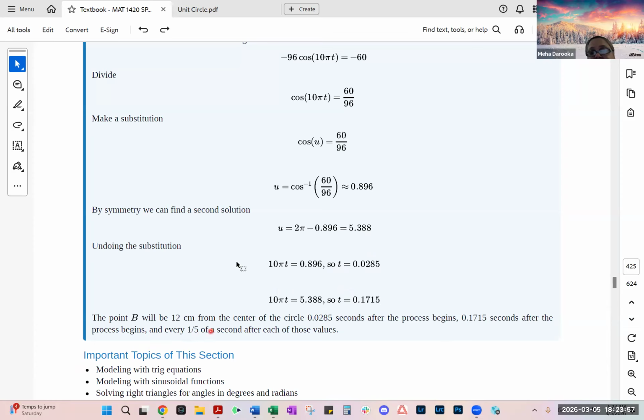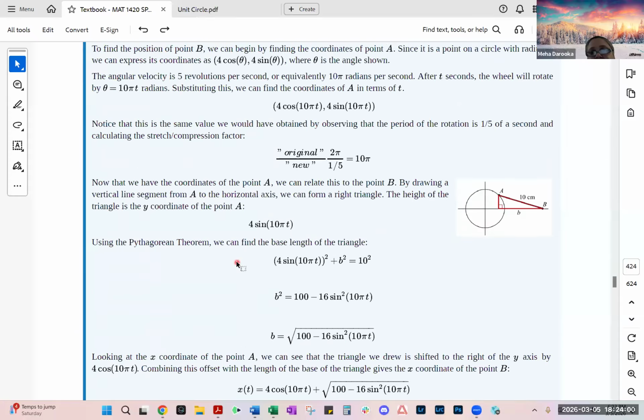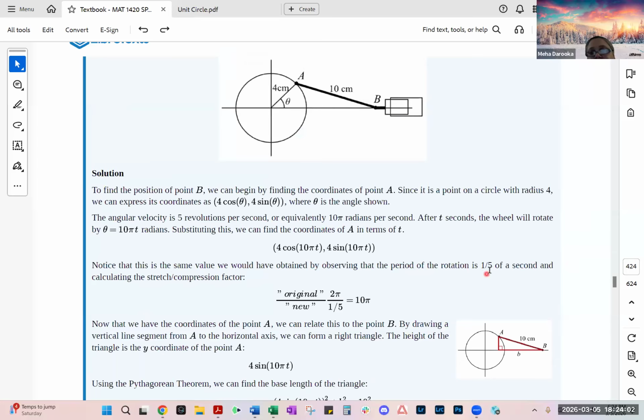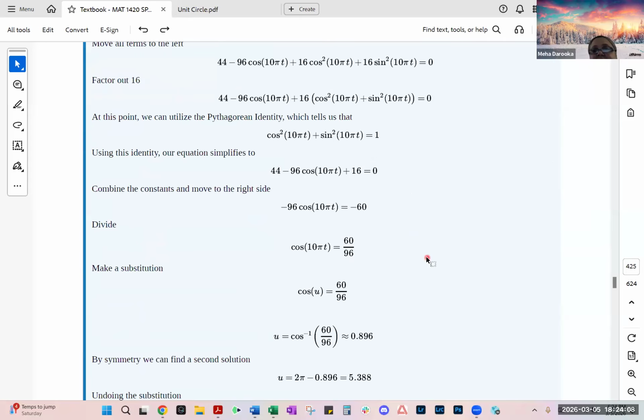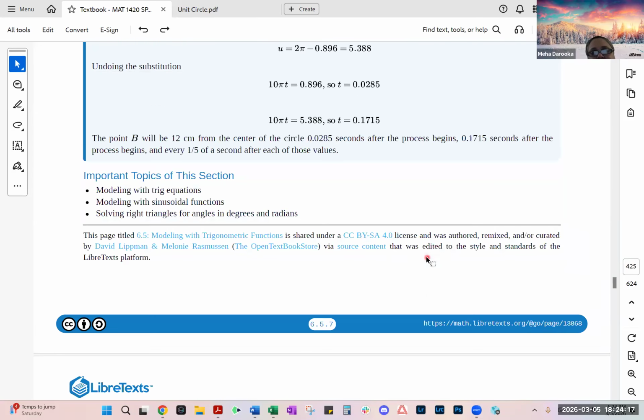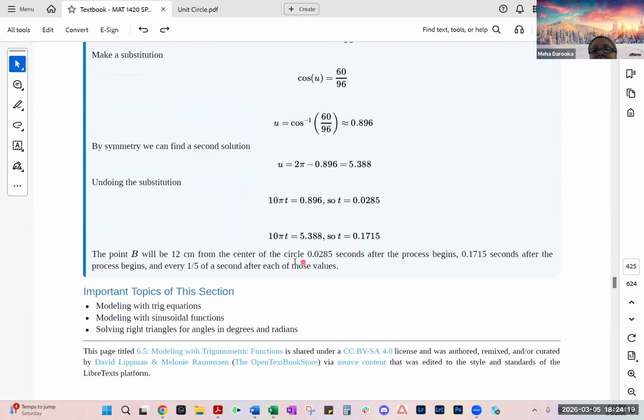Now remember, where is this 1/5 coming from? Remember, that's the period of our rotation. And that's why they're saying, at every 1/5 of a second, as the wheel moves, that point B, which is helping move the piston, or that rigid rod, which is moving because of the wheel, will be at a distance of 12 centimeters from the center of the wheel or the circle. And you can see what that looks like.